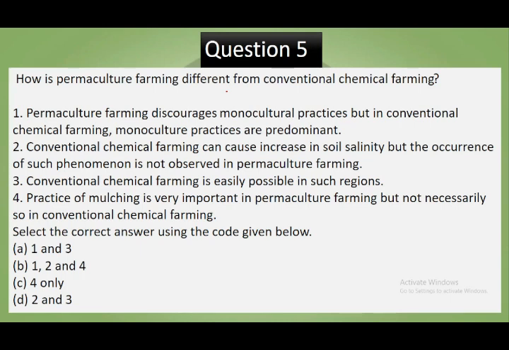How is permaculture farming different from conventional chemical farming? 1. Permaculture farming discourages monoculture practices, but in conventional chemical farming, monoculture practices are predominant. 2. Conventional chemical farming can cause an increase in soil salinity, but the occurrence of such a phenomenon is not observed in permaculture farming. 3. Conventional chemical farming is easily possible in such regions. 4. The practice of mulching is very important in permaculture farming but not necessary in conventional chemical farming.